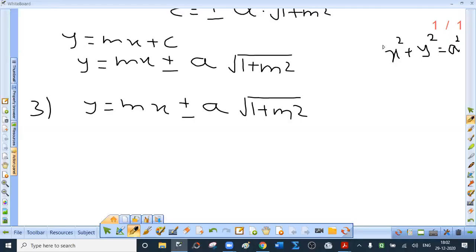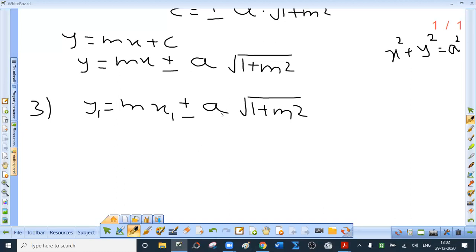Now let us discuss third and then fourth part. In third part, we show that in general, two tangents can be drawn to the circle x square plus y square equal to a square from a point x1, y1 in the same plane. Okay. Now this line is always tangent to the circle. If tangent is drawn from x1, y1, it will lie on the tangent. So coordinates will satisfy the equation. I hope this is clear to you.